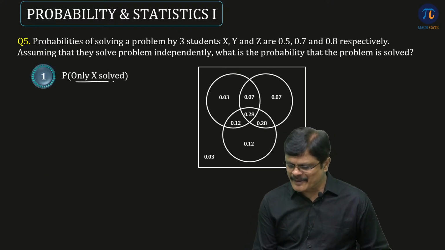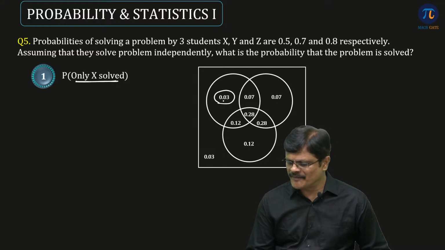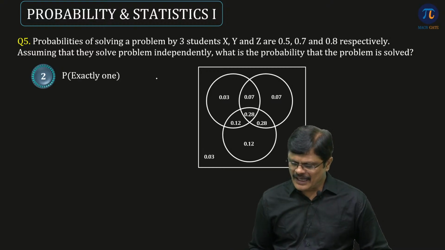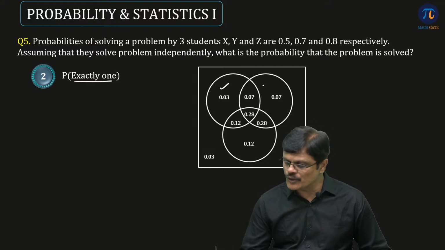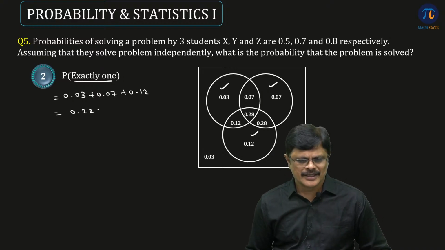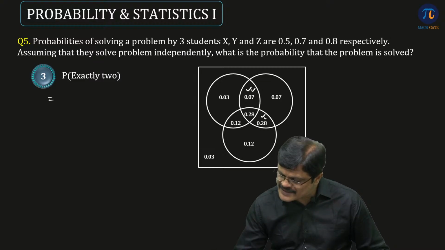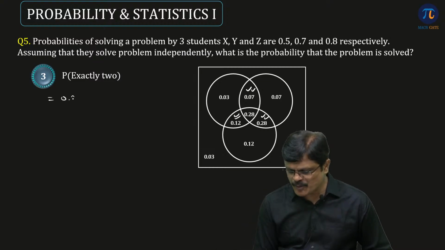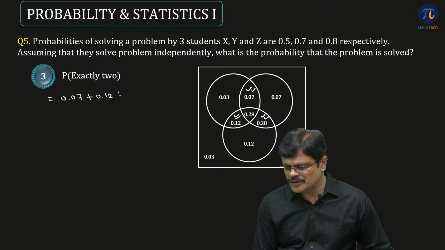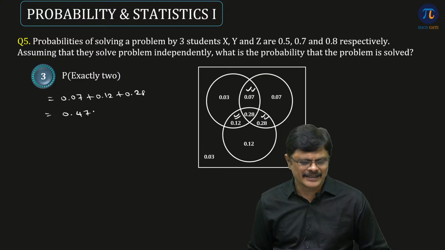As I told you, you can ask many more questions. Once you have all the probabilities, I can ask only x solved the problem, which is 0.03. I can ask exactly one solved. Exactly one means only x or only y or only z, which is 0.03 plus 0.07 plus 0.12, which is 0.22. So many such questions can be answered very easily. Exactly 2 means these portions, that is 0.07 plus 0.12 plus 0.28, which is 0.47. Like that.